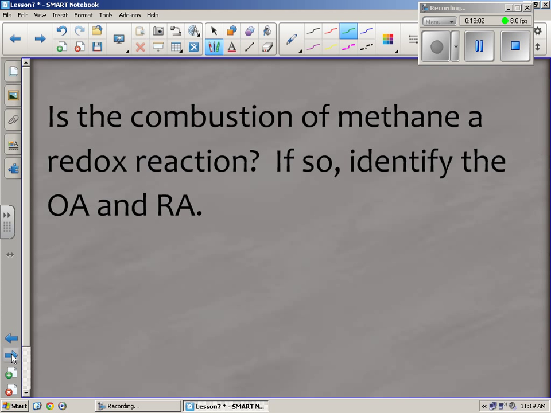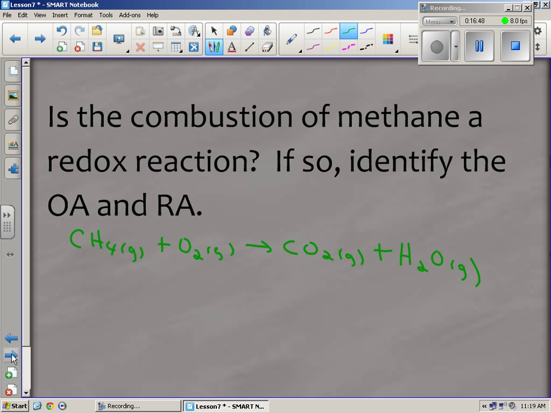So the question here is, for example, is methane combustion a redox reaction? Well, let's see. CH4 and oxygen gives carbon dioxide gas and water. You can balance it if you wish to, but it's not asking me to do anything with this. We'll actually balance this tomorrow with oxidation numbers, and I'll show you a little bit of that today as well. But you don't have to balance it. The question is just: is this a redox reaction?